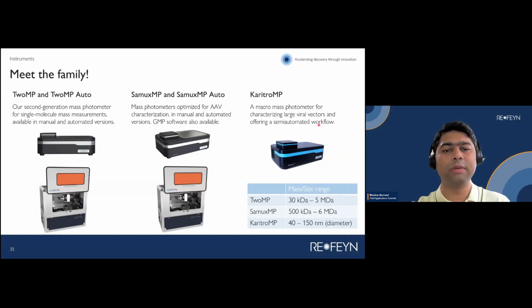And the last one is the macro mass photometer, which is CaRITRO-MP, which can be used to study large viral vectors like adenovirus, antiviruses, and virus-like particles, which is within the range of 40 to 150 nanometer. It offers a semi-automated workflow.